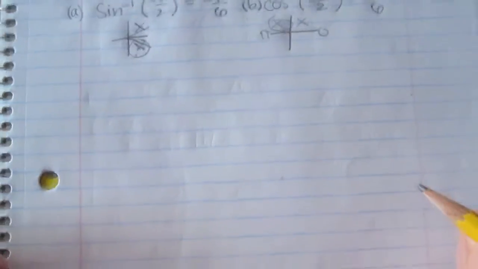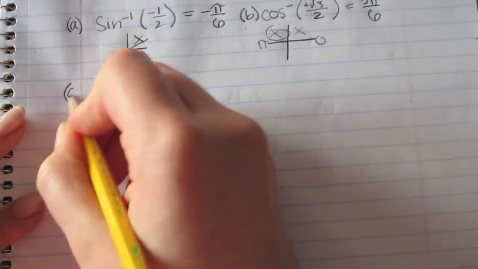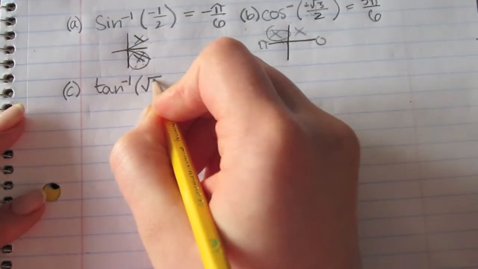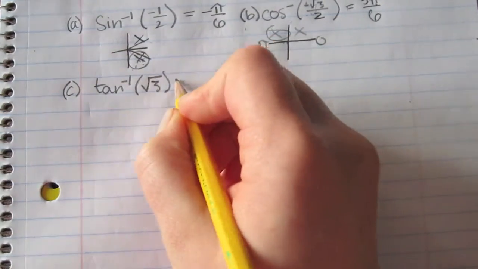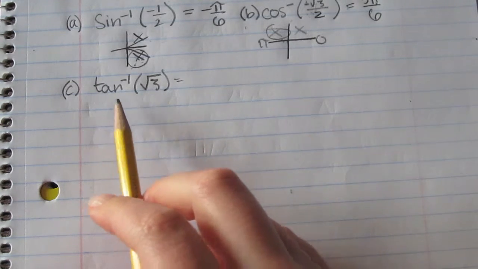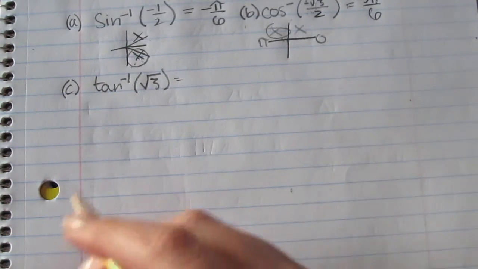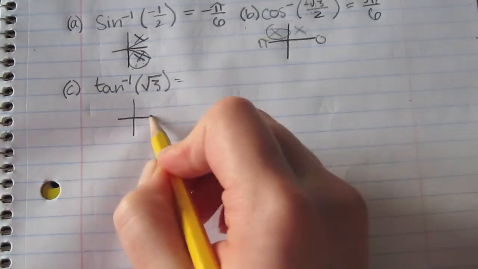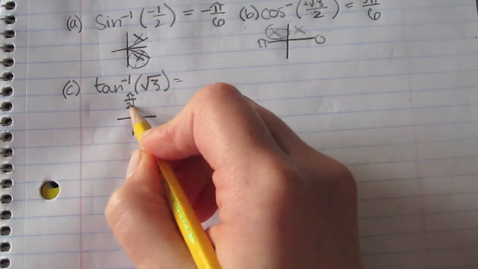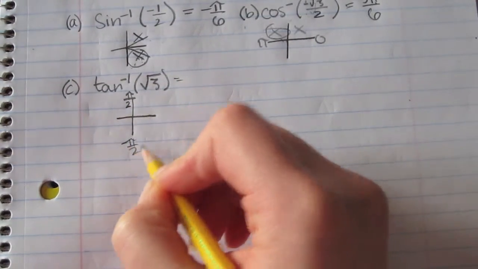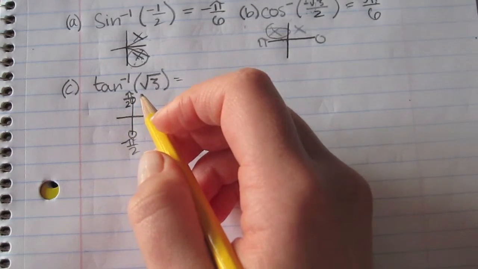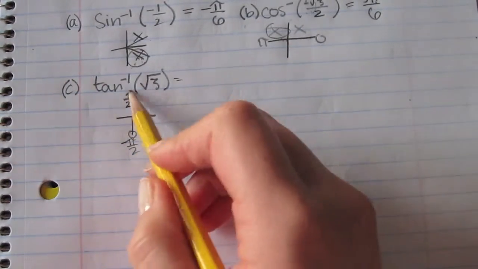And for the last one, it's the inverse tangent of √3. So the domain of inverse tangent is all real numbers, so that'll work. And the range is between pi/2 and -pi/2, and we'll just put those there because it can be those.